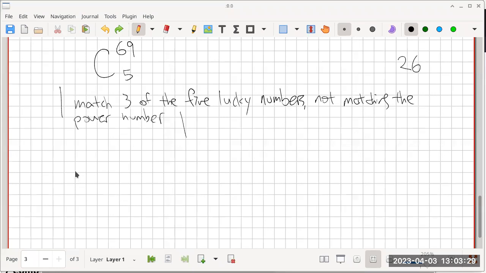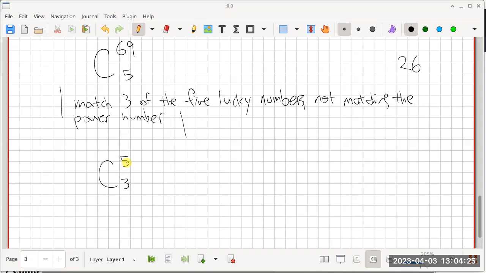The way you think about this calculation is that we already know what the Powerball number is. We already know what the five lucky numbers are. So what we need to start with are the numbers that match the lucky numbers. We only need three of them to match. So out of the five lucky numbers, the number of combinations of choosing three out of five will give us the number of ways to choose the three lucky numbers. But one thing that most people forget is, what about those two other numbers?